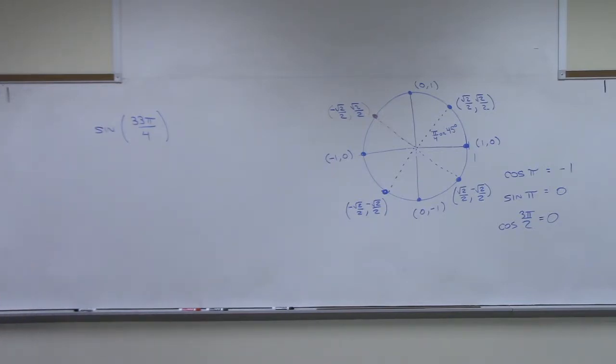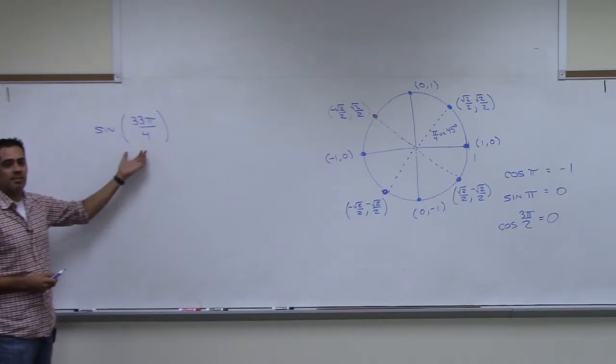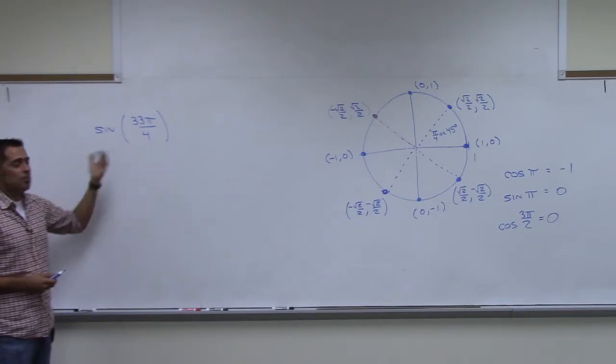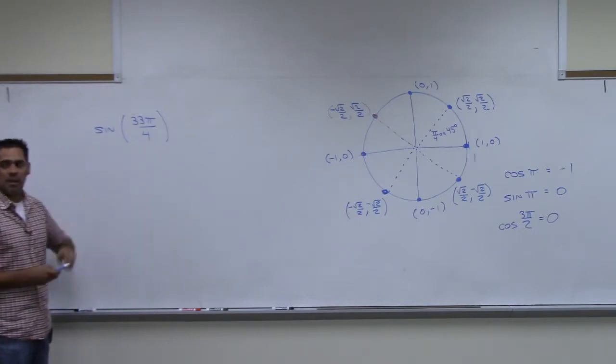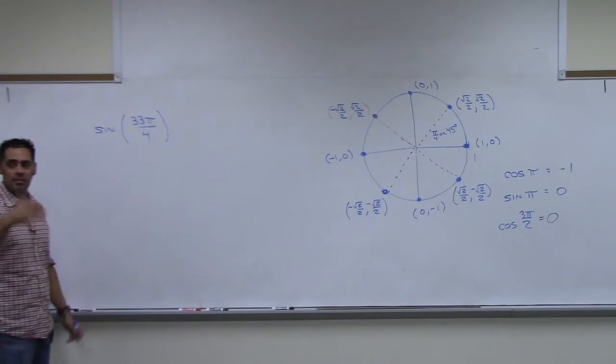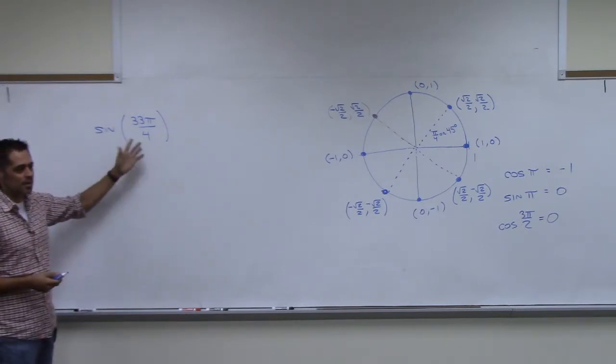So you have two options. You can actually march around 33 increments of pi over 4, or you can figure out how many full rotations you can get into this. In other words, how many times does 2 pi go into this? And then how much would be left over? So that's what you were saying. When you divide by 2 pi, that's what you're doing. Dividing by 2 pi is doubling the denominator to 8.